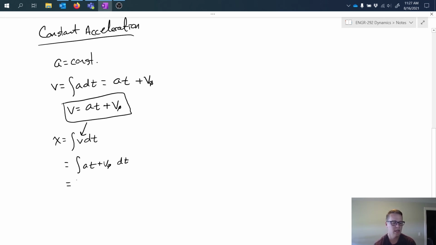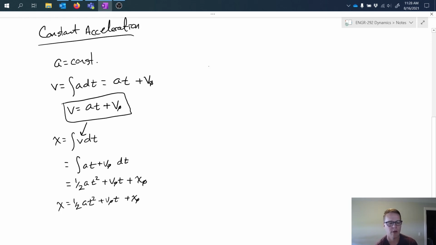The integral of at is going to be 1/2 at squared. The integral of v naught is going to be v naught t, where v naught again is just a constant. And my constant of integration, just like it did in the constant velocity scenario, becomes x naught. So now I have an expression that's really useful, and I can define that as 1/2 at squared plus v naught t plus x naught under constant acceleration.